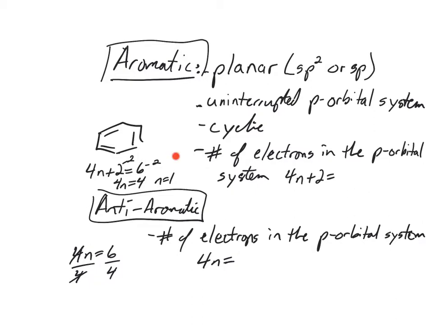So the 4n plus 2 is just an equation. It just works out that that's the sweet spot for the number of electrons in a ring in this system. There's no rhyme or reason. It's just the sweet spot for the certain number of electrons to be shared in the ring.